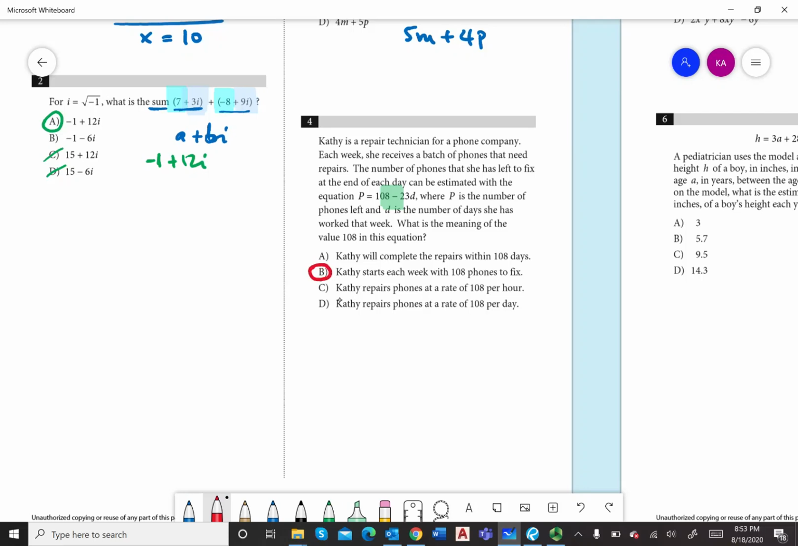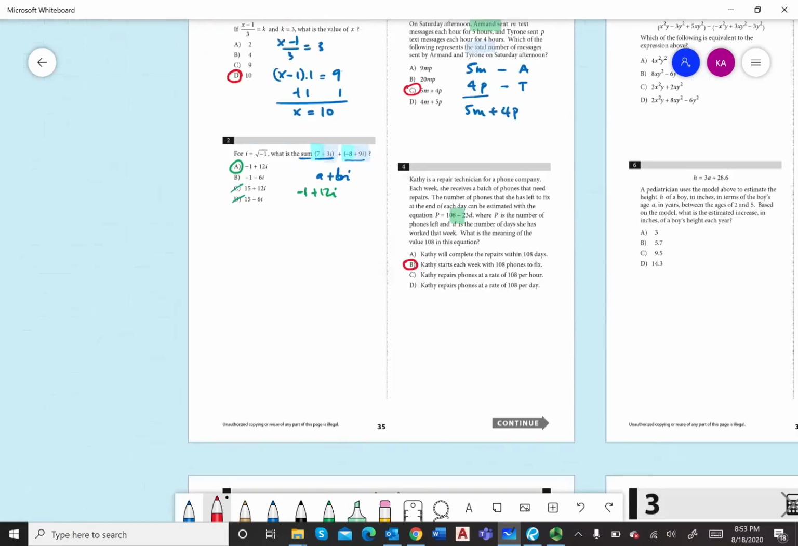Let's continue to make sure we understand why they can't be C or D. It says Kathy repairs phones at a rate of 108 per hour. Well, not at all. First of all, it's talking about days, and 23 would be the rate, as a slope. So not C. And then D says Kathy repairs phones at a rate of 108 per day. Well, 108 is not the rate here. 108 is the number of phones that Kathy starts with. All right, so that's 4.